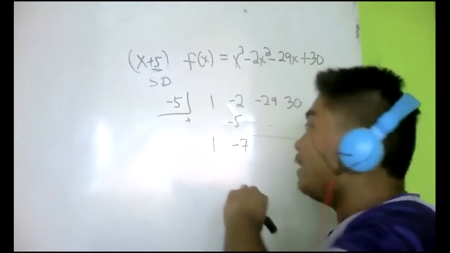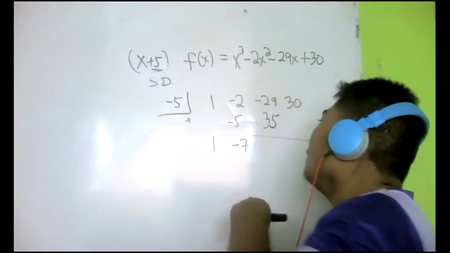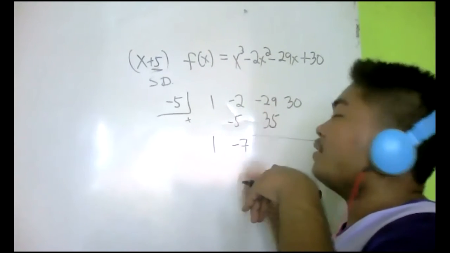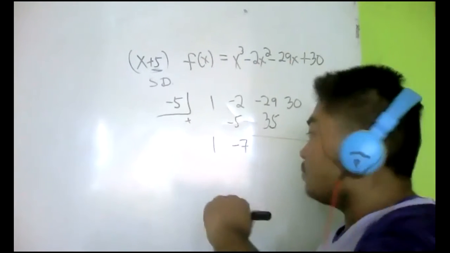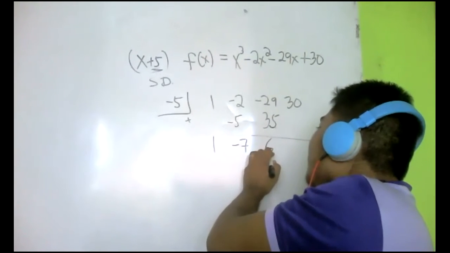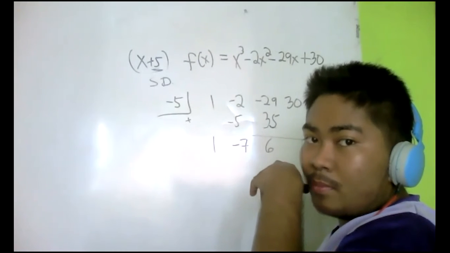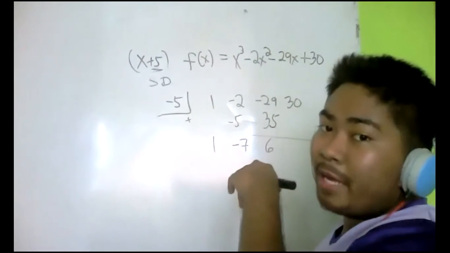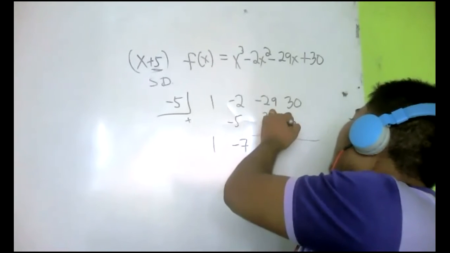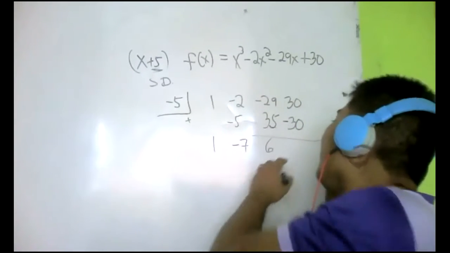That would be positive 35. So, 35 minus 29, that would be 6. Tama? Sir. So, 6 times negative 5, that would be negative 30. So, 30 minus 30, that would be 0.